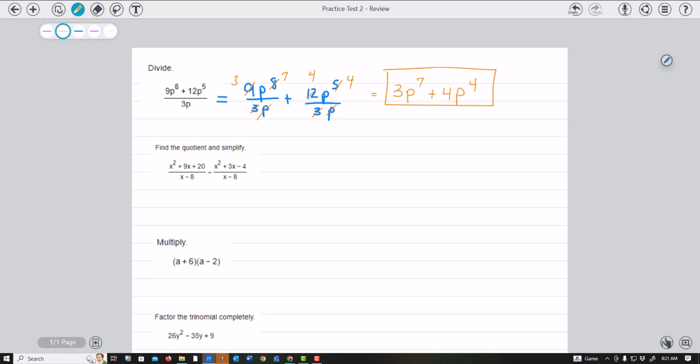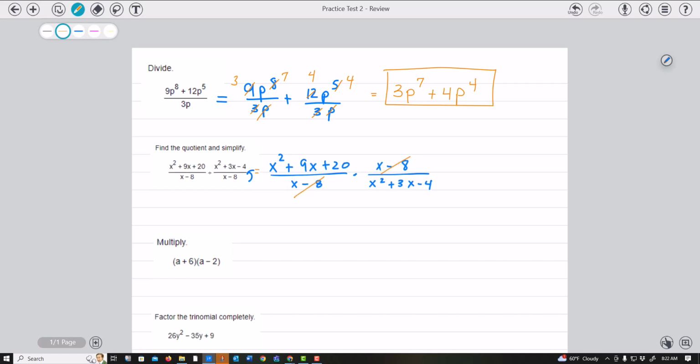All right, the next one, find the quotient and simplify. Remember that when you divide, you want to flip. So 9x plus 20 over x minus 8, you want to flip this and then multiply. So the x minus 8 goes on the top. And then you have x squared plus 3x minus 4. So nicely that cross cancels.